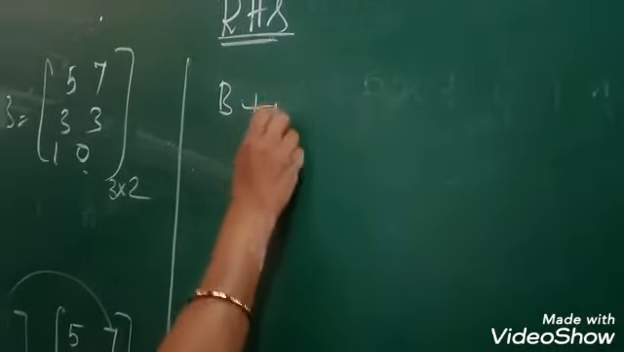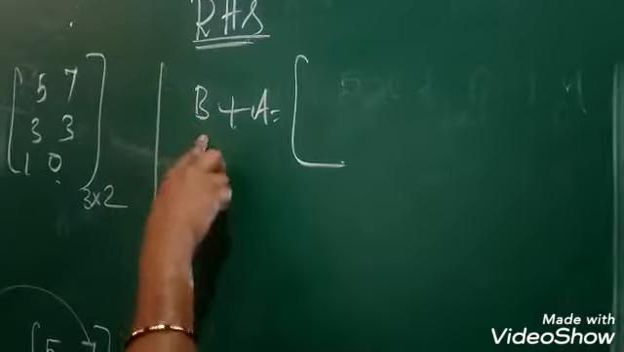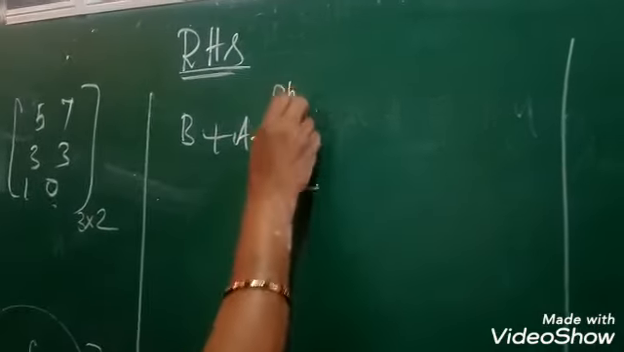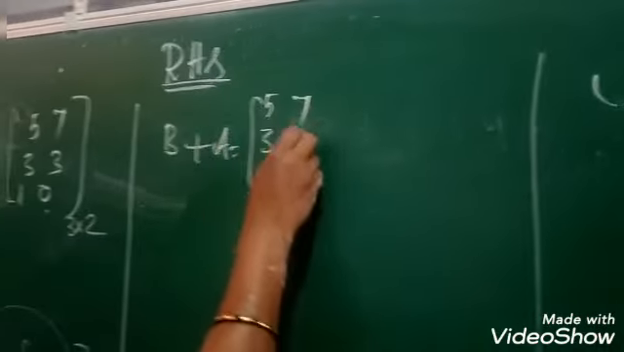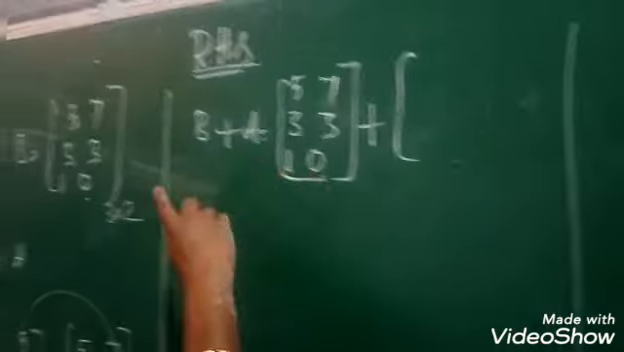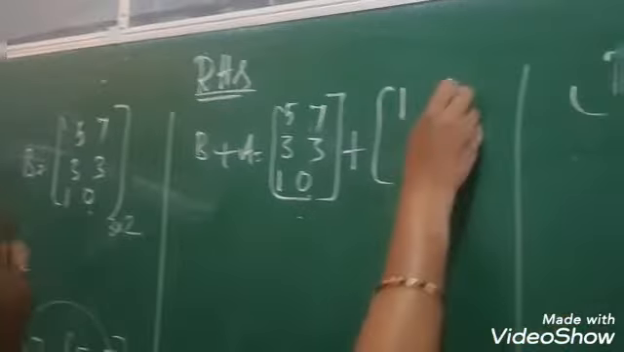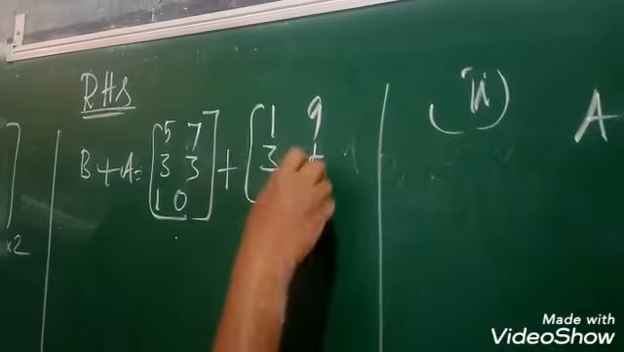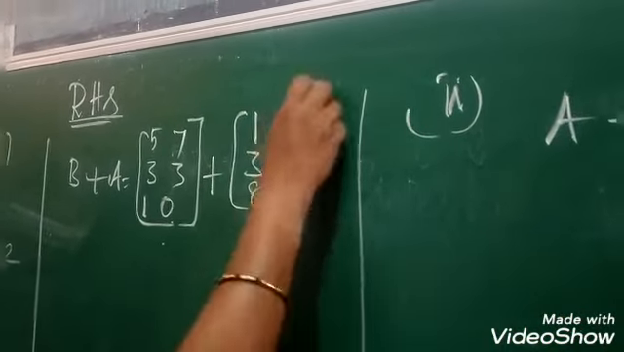B plus A. Okay, first we want to write the B matrix. What are the B matrix elements? 5, 7, 3, 3, 1, 0. This is called a B matrix. Then add with the A matrix. What are the A elements? 1, 9, 3, 4, then 8, minus 3.